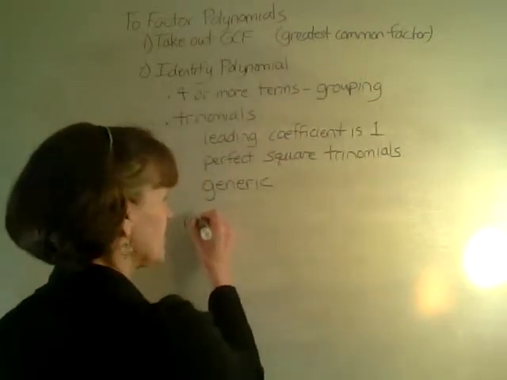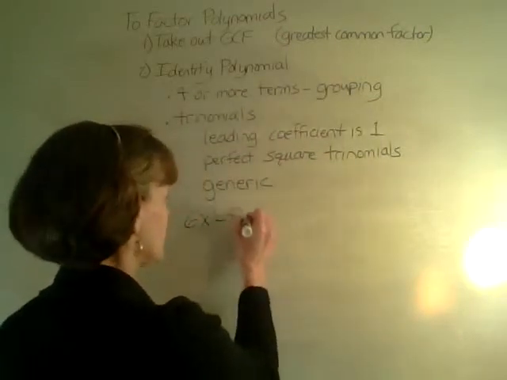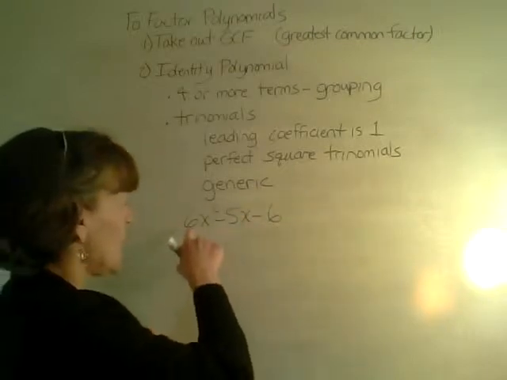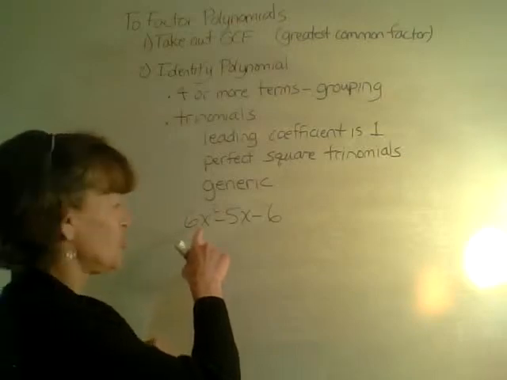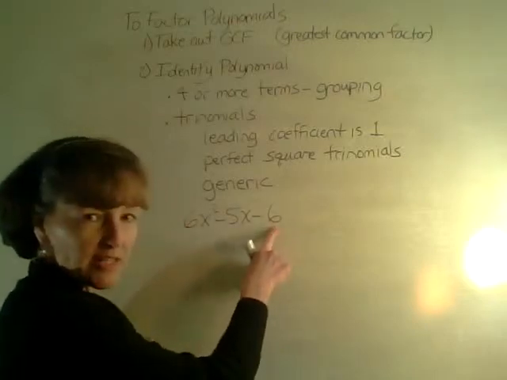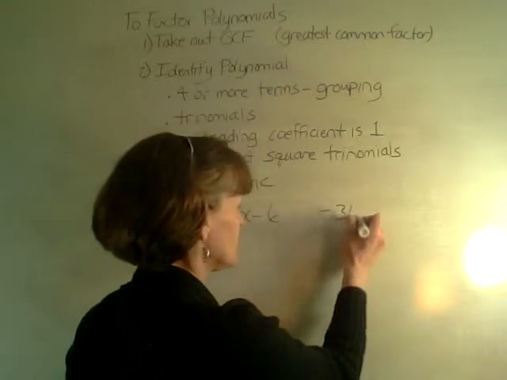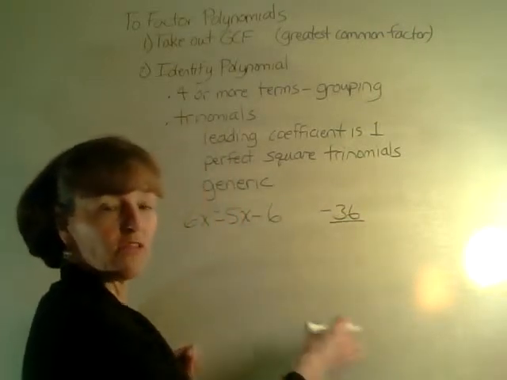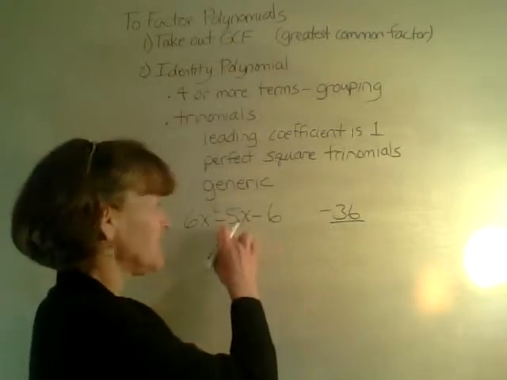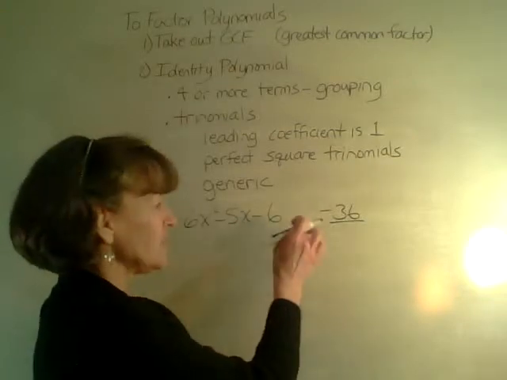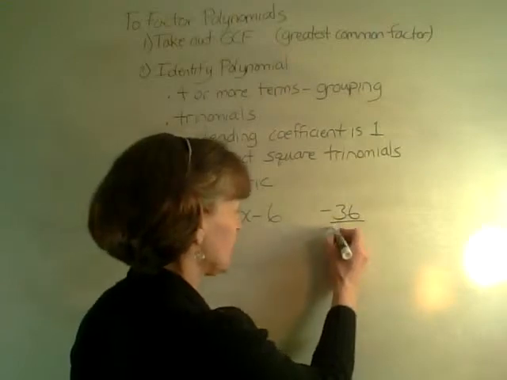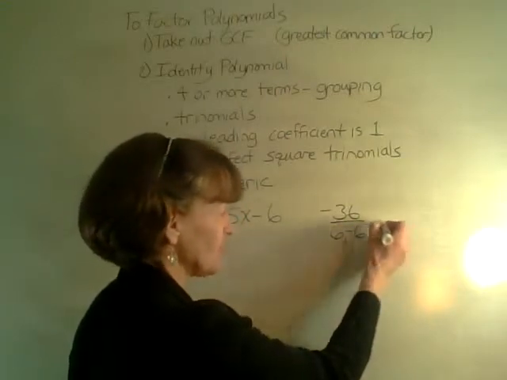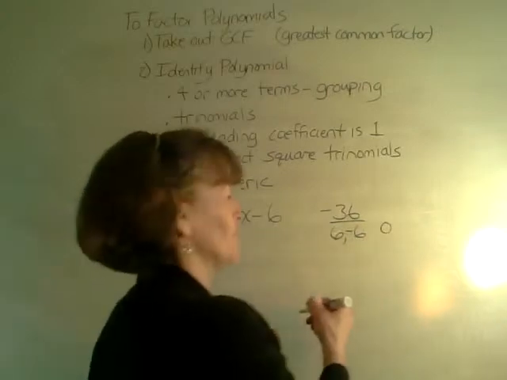Here's one, 6x squared minus 5x minus 6. With this method, we're going to multiply 6 times negative 6, which gives me negative 36. We're going to list some pairs of factors, looking for the pair that I can add or subtract to give me negative 5. To get negative 36, of course, I have my 6 and negative 6. But if I add those, I get 0. So that's not my middle term.